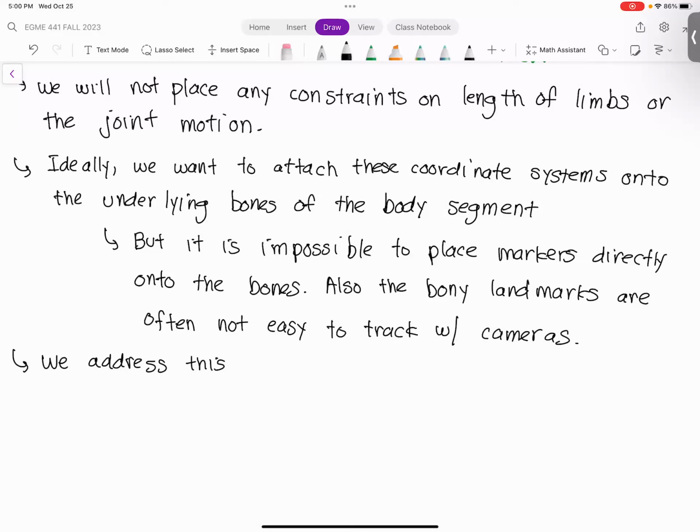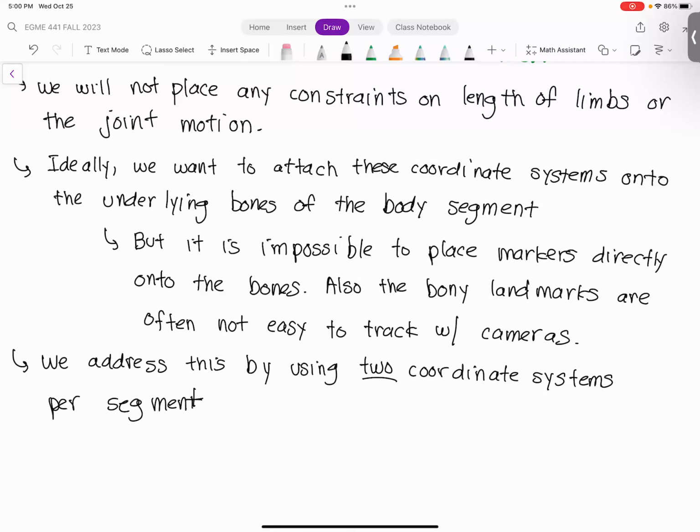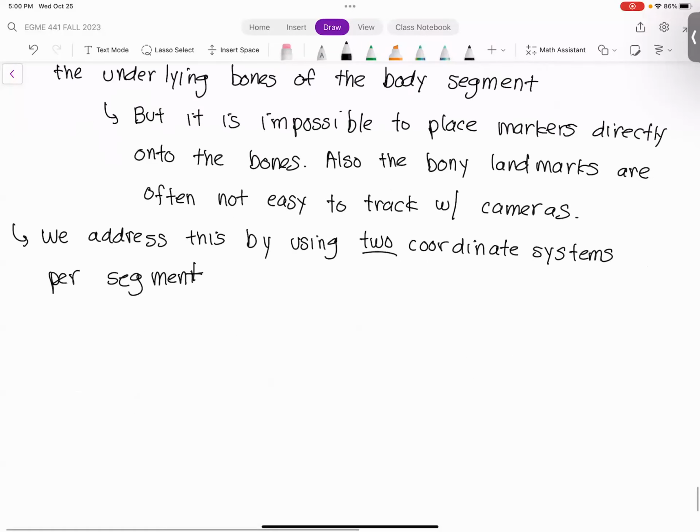The other coordinate system is one where you place the markers in locations where it's easy to track from the cameras. So per segment, we're going to have two coordinate systems. All right, and then I'll draw a picture for you soon after this. So the first coordinate system, this is the one that we actually use to compute joint angles.